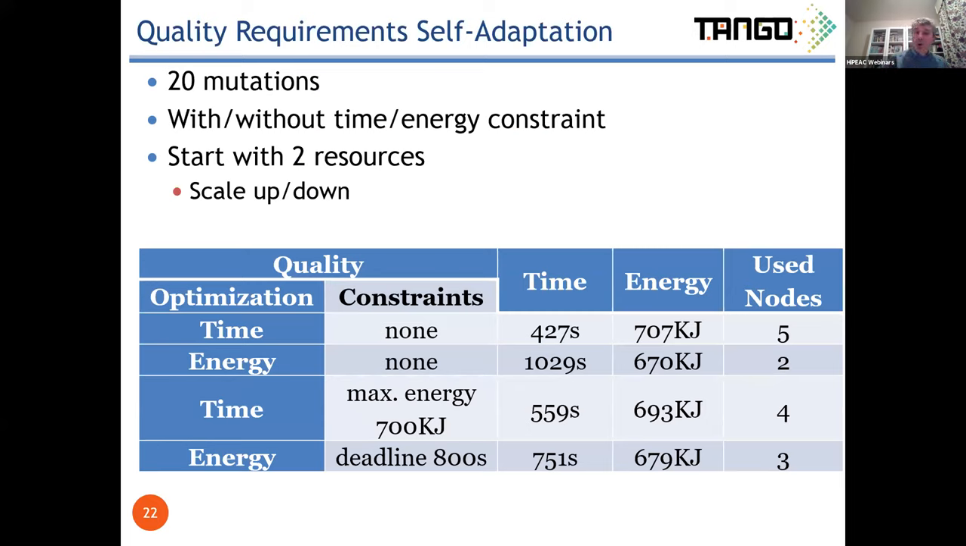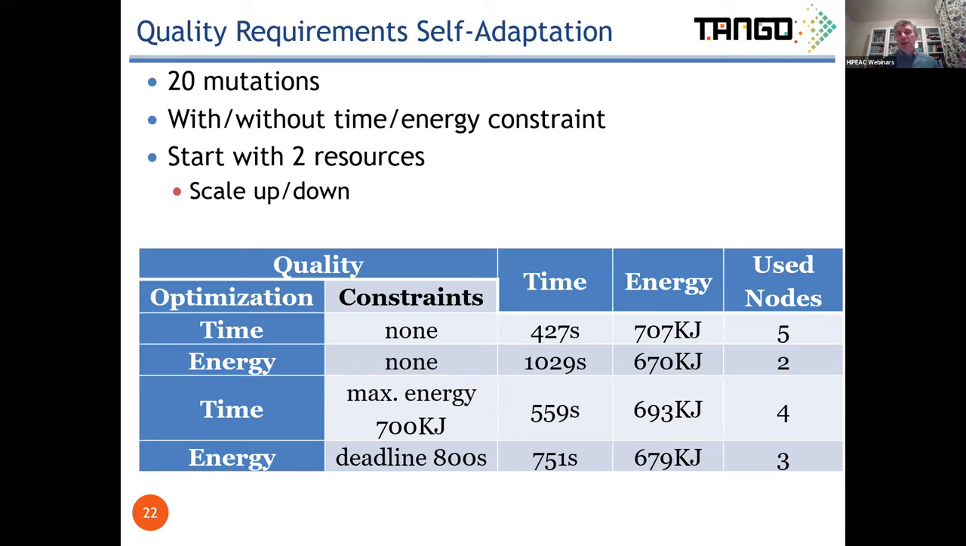So if there are no constraints on time and energy, you can expect, for example, the runtime to decide to use 5 nodes and consume 707 kilojoule in 427 seconds, or again look at using only 2 nodes, but take longer time and certainly less energy. So you could potentially put a constraint on the time and the energy itself.